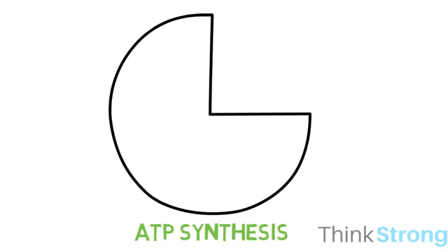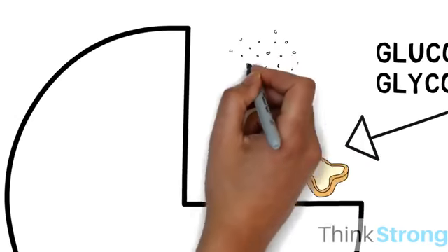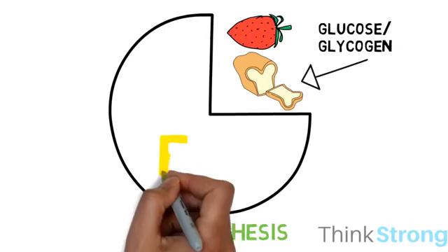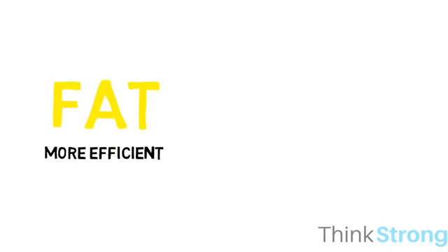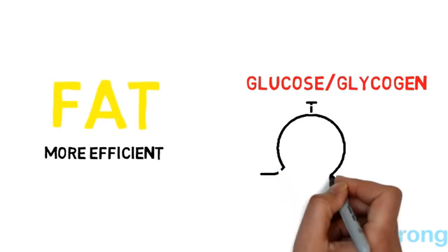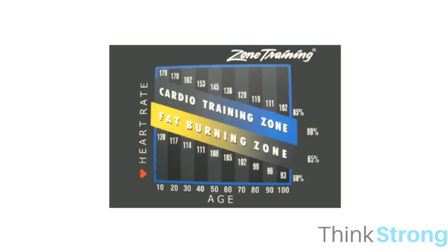To give you an idea, the same amount of glucose and glycogen, which comes from carbohydrates, only provides about a quarter of the ATP compared to the ATP synthesis from fat. While fat is more efficient at creating ATP, burning glucose or glycogen is roughly twice as fast. This is where the fat burning zone idea comes from.